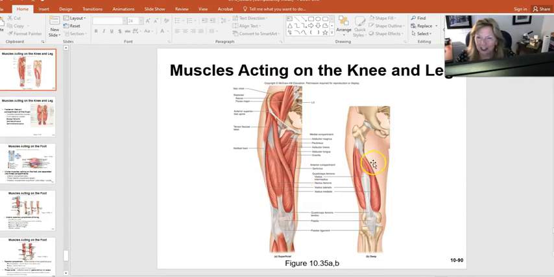Okay, that's all for this particular introduction to the muscular system, and there will be another recording that has to do with muscle physiology, chapter 11. I'll see you then.